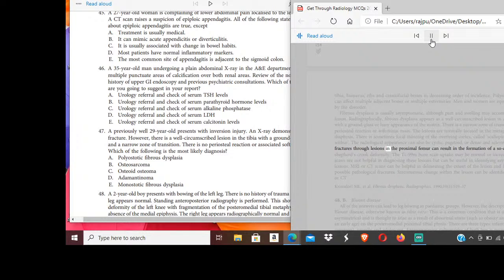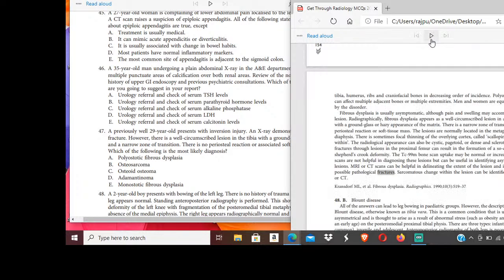Repeated fractures through lesions in the proximal femur can result in the formation of a so-called shepherd's crook deformity. The Tc99m bone scan uptake may be normal or increased. Bone scans are not helpful in diagnosing these lesions, but can be useful in identifying asymptomatic lesions. MRI or CT scans can be helpful in delineating the extent of the lesion and identifying possible pathological fractures.